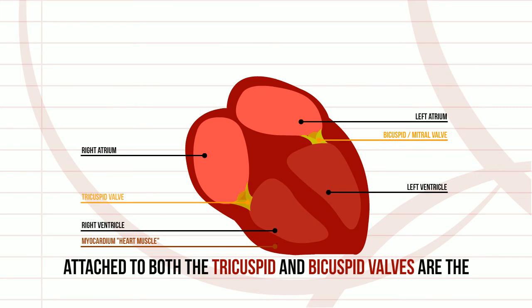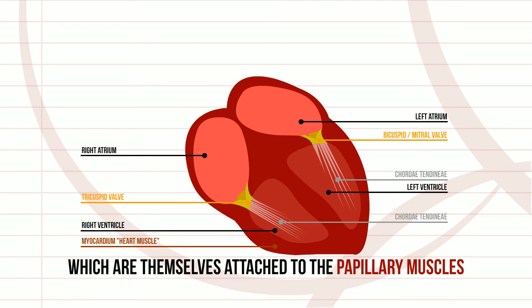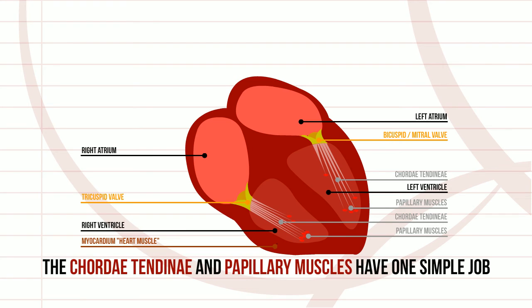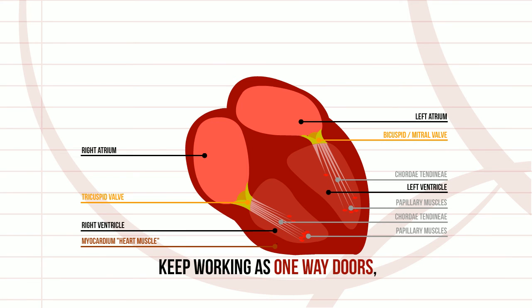Attached to both the tricuspid and bicuspid valves are the chordae tendineae, which are themselves attached to the papillary muscles along each of their respective ventricle walls. The chordae tendineae and papillary muscles have one simple job, and that's to help make sure that the tricuspid and bicuspid valves keep working as one-way doors, letting blood in, but never letting blood back out.